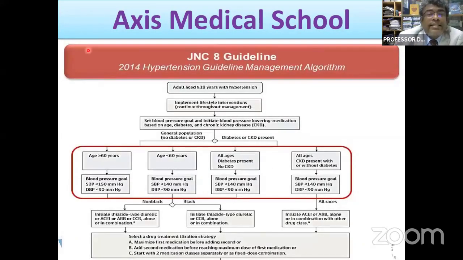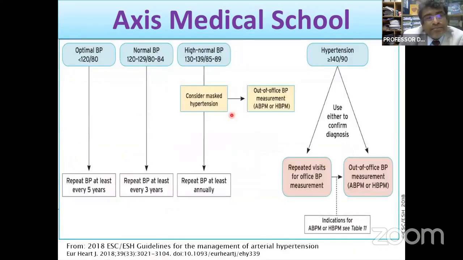This is the JNC 8 guideline. The JNC 8 guidelines say that if the patient is suffering from diabetes or CKD, the first line drug should be an ACE inhibitor or ARB. Even though the patient is black, ACE inhibitor or ARB should be the first line drugs. If the patient has no CKD, no diabetes, no proteinuria, in that case we can choose any of the four groups of drugs: calcium channel blocker, thiazide diuretics, ACE inhibitor, or ARB. These are the ways we choose an antihypertensive.